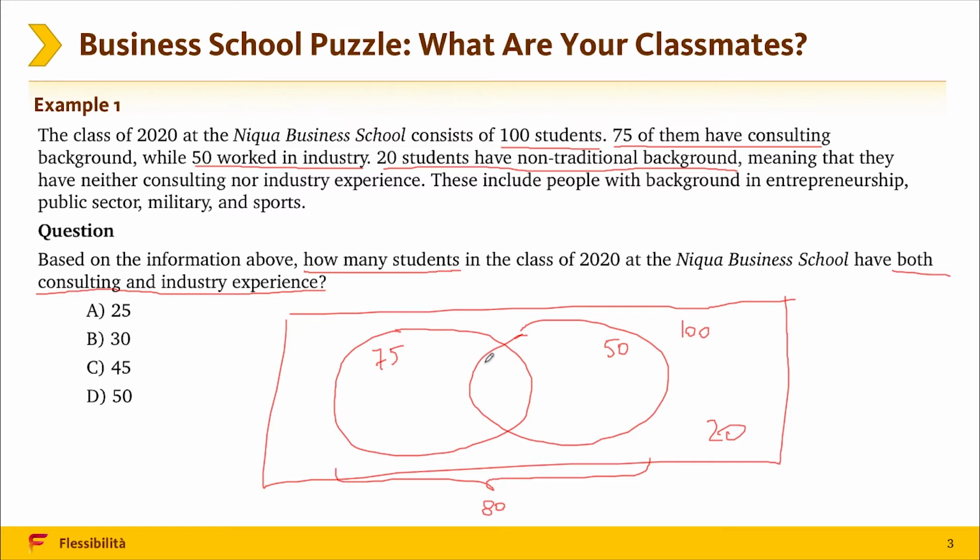And we want to find the number of people who have both consulting and industry background. This is this subset here. How do we do that? We need to find this segment first, and then we'll be able to find the answer, the intersection of the sets, by subtracting the number of people with consulting background only, this part here, from the total number of people with consulting background.